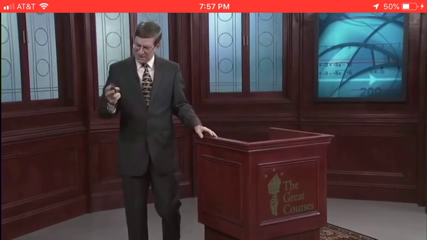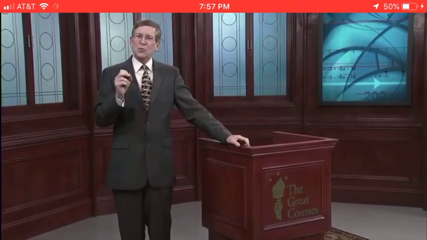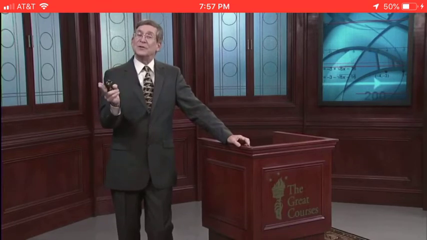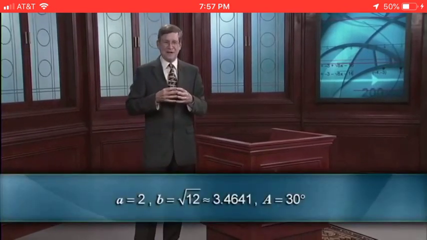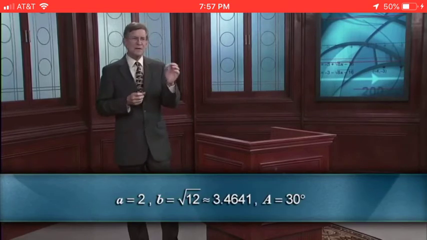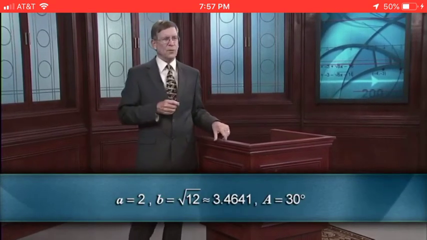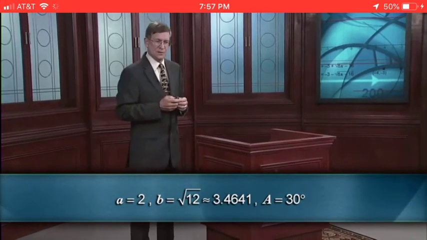All right. Let's now show what I think is the most interesting case. And remember what interesting means in my mind, the most difficult case. Here we'll see some data that gives rise to two possible cases. It's really interesting how you can get two triangles out of this data. So here's the setup. We've got a to be 2, b square root of 12, which is about 3.4641, and the angle at A is 30 degrees.